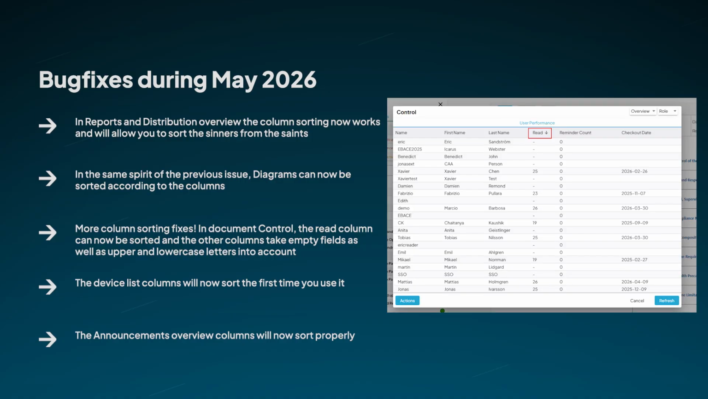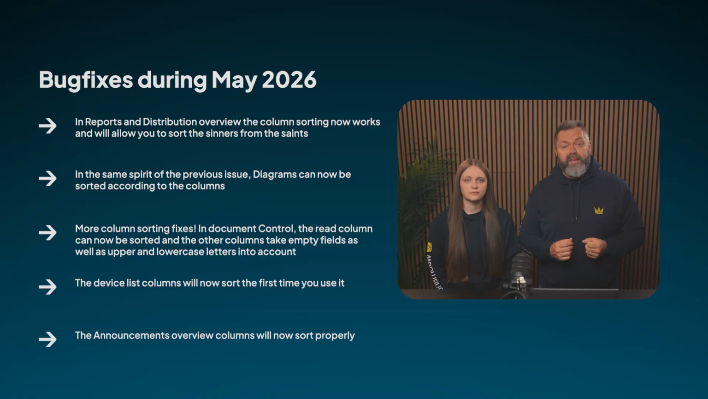Even more columns in document control. The read column can now be sorted, so you'll be able to see who has actually read the document. And the other columns can now also take empty fields. It will be able to sort on that, and it will actually discern between uppercase and lowercase letters as well when sorting, which is really nice. So we've spent a lot of time just fixing everything sorting on these columns.